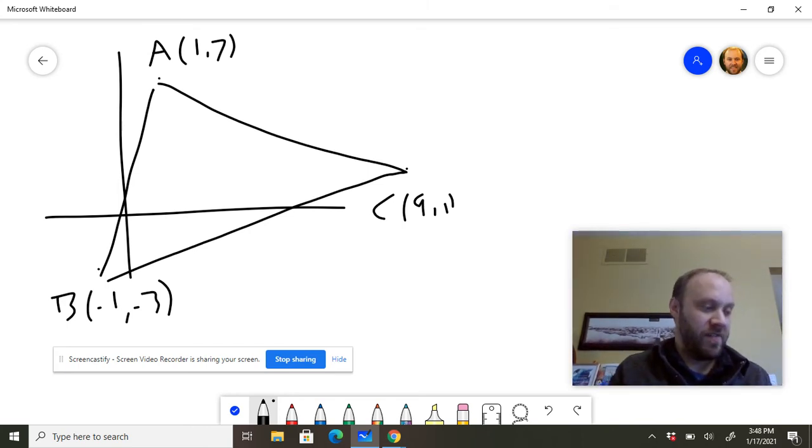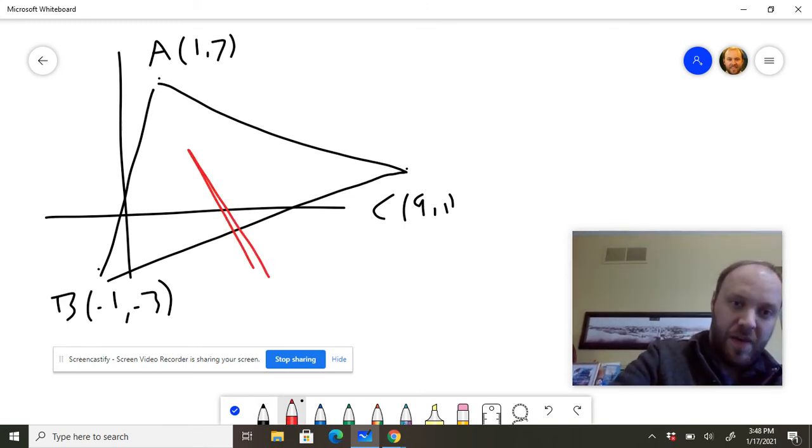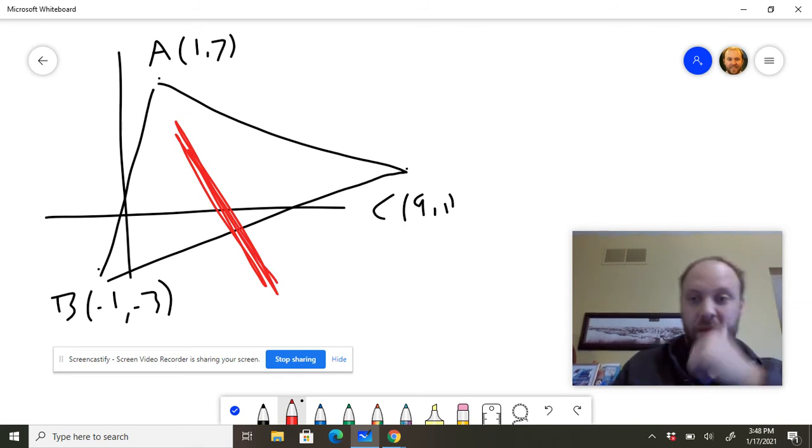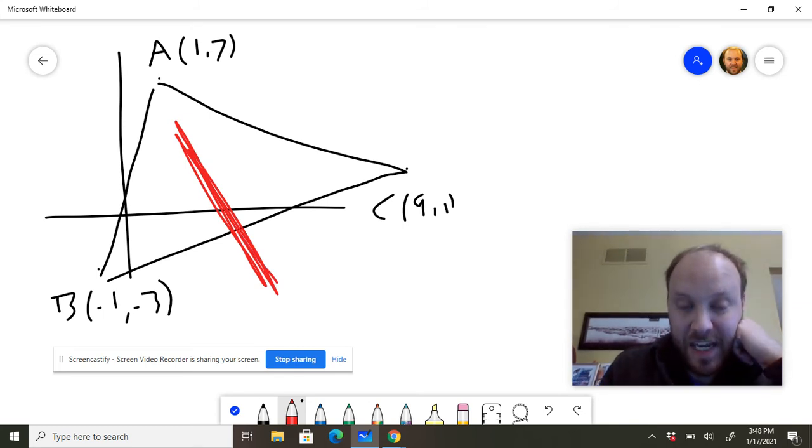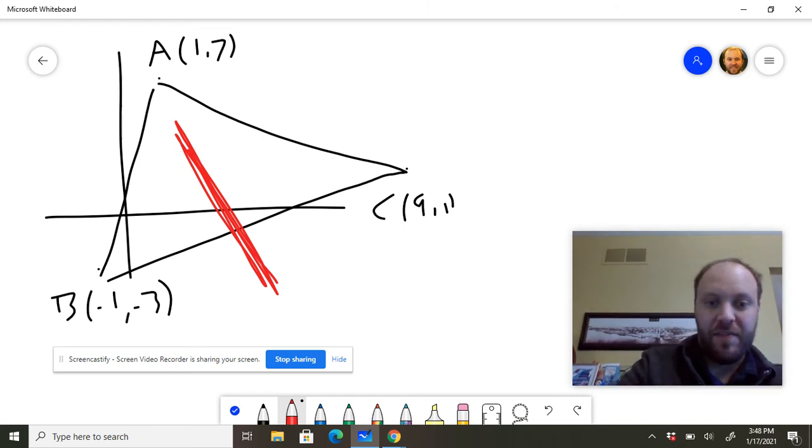They want the equation of the perpendicular bisector of side BC. Okay, so you can see side BC there. The perpendicular bisector would be perpendicular to it. It'll be bisecting it. It will not necessarily go through vertex A. So you need to be careful about that.